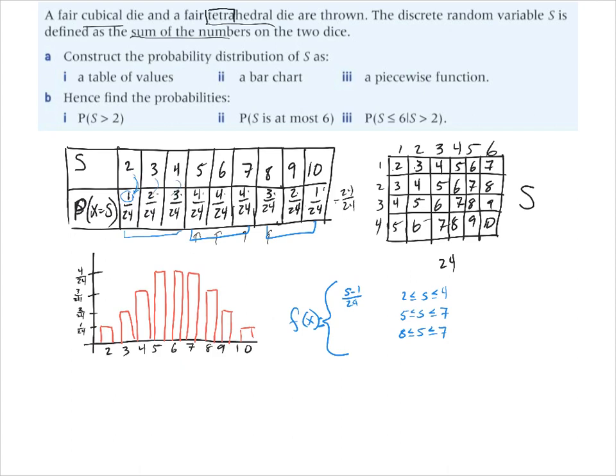Okay, now from 5 to 7, that one's pretty easy as well because it's just 4, 4, 4. So 4 over 24, which is 1 over 6, right? So f of x equals 1 over 6 from 5 to 7.